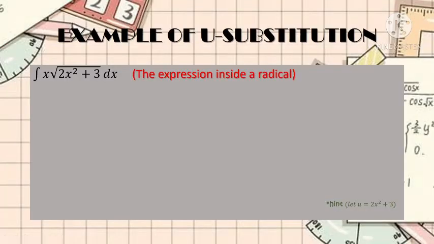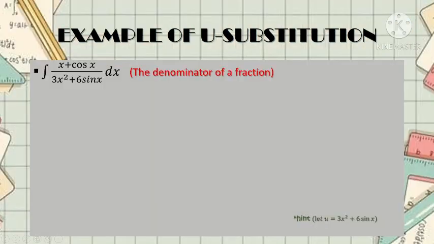Okay, students, all of you can try this equation to solve this problem. The hint is let u equal 2x squared plus 3. Okay, this one, u equals 3x squared plus 6 sine x.